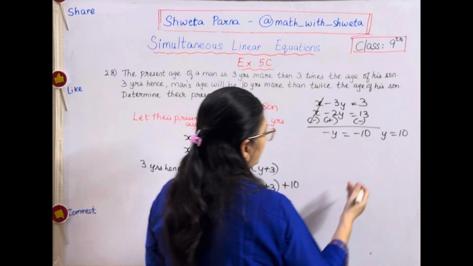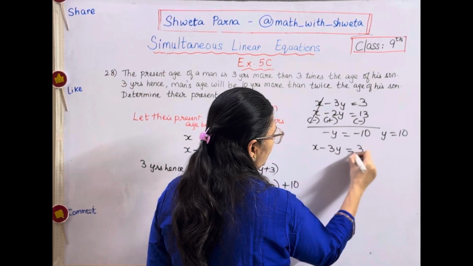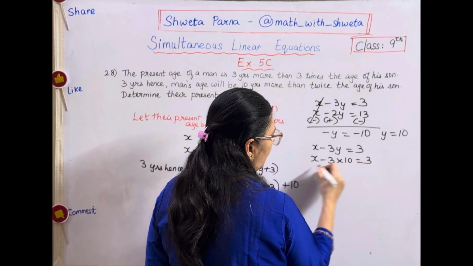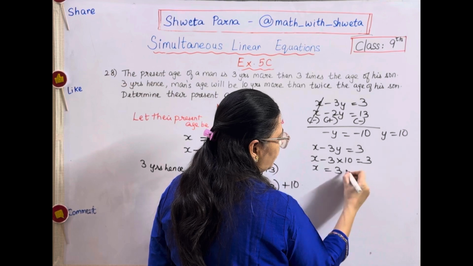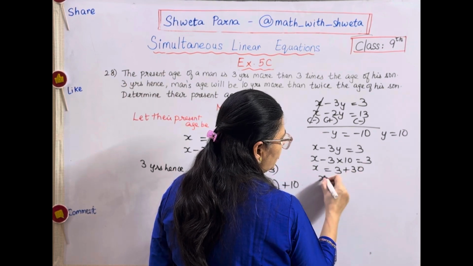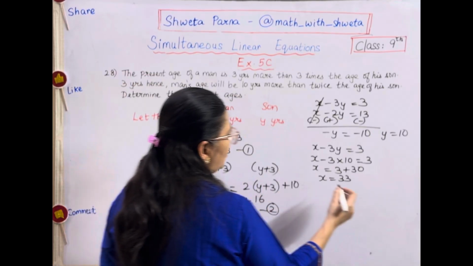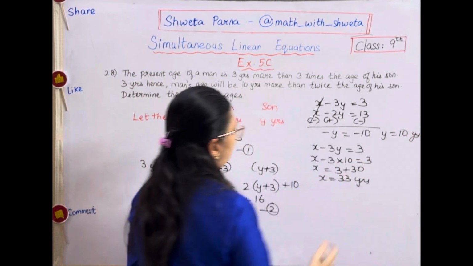Now substitute in any equation. Say x minus 3y is equal to 3. x minus 3 into 10 is equal to 3. So x is equal to 3 plus 30. When it goes here, it will become plus 30. So x is equal to 33. So what are their present ages? So present ages would be 33 years and 10 years.